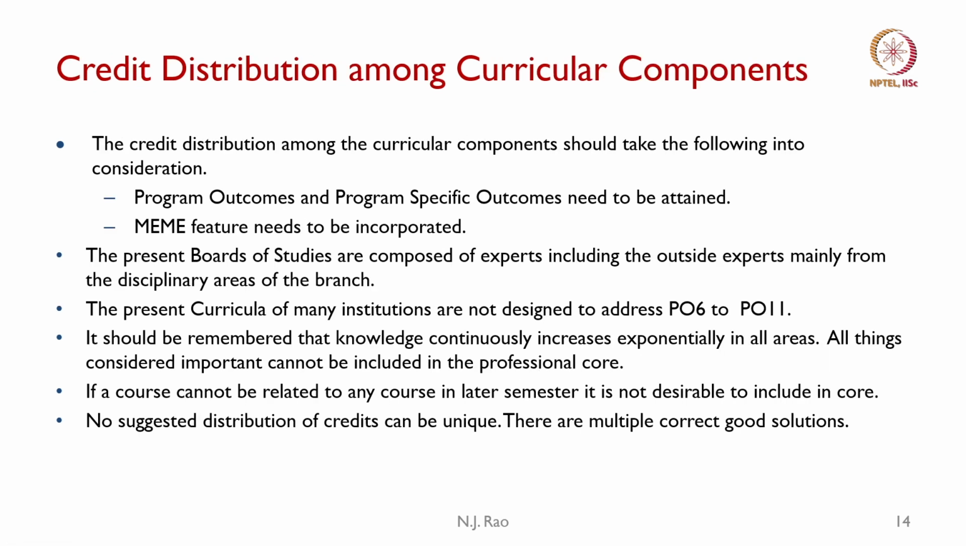Now comes the much more difficult thing. How do I distribute the credits? Let's say you start with 160. How do I distribute the number of credits among all the 7 or 8 components that we have? Our requirement is program outcomes, program specific outcomes need to be attained. There is no compromise on that. And MEME feature needs to be incorporated. That is also required.